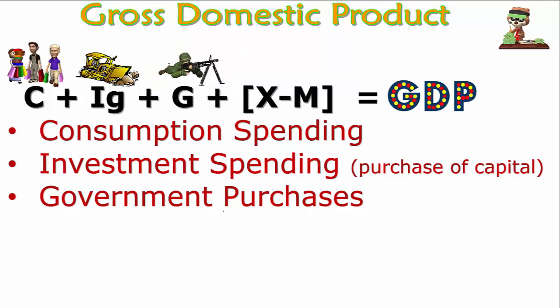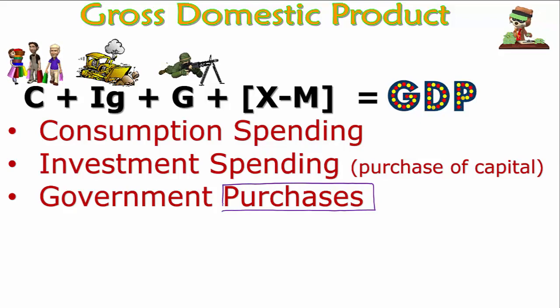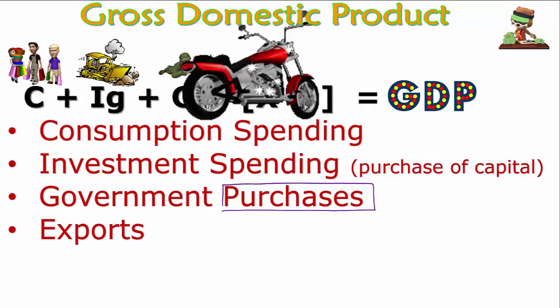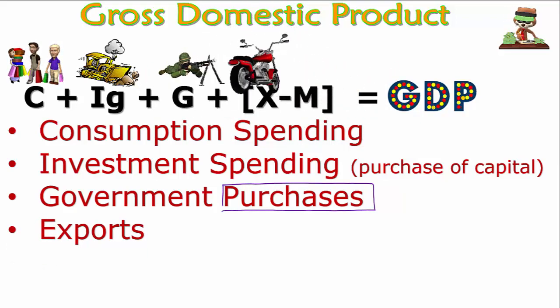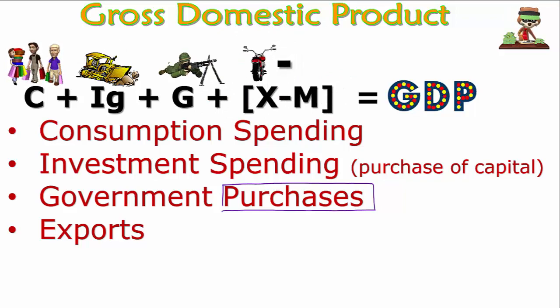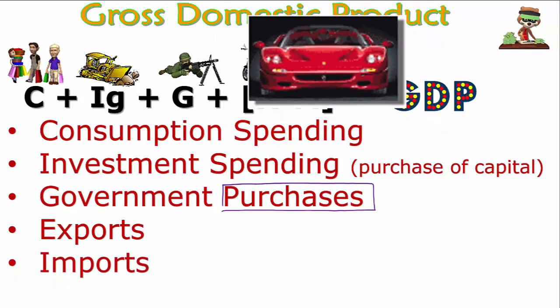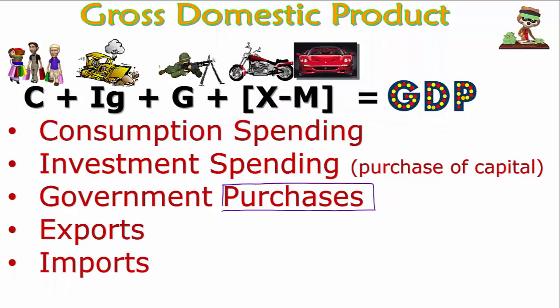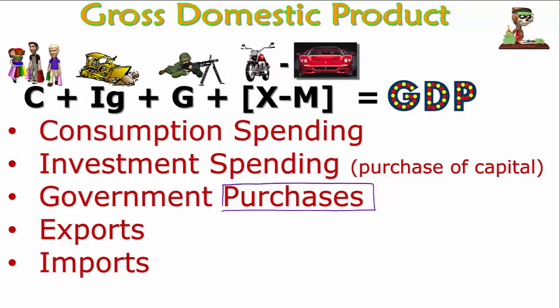So notice it's government purchases, okay? Not all government spending, just purchases. Then we have our exports, which add to GDP, and we subtract our imports. So if we add up the spending that takes place in the economy, that is one way to measure what is produced in the economy.